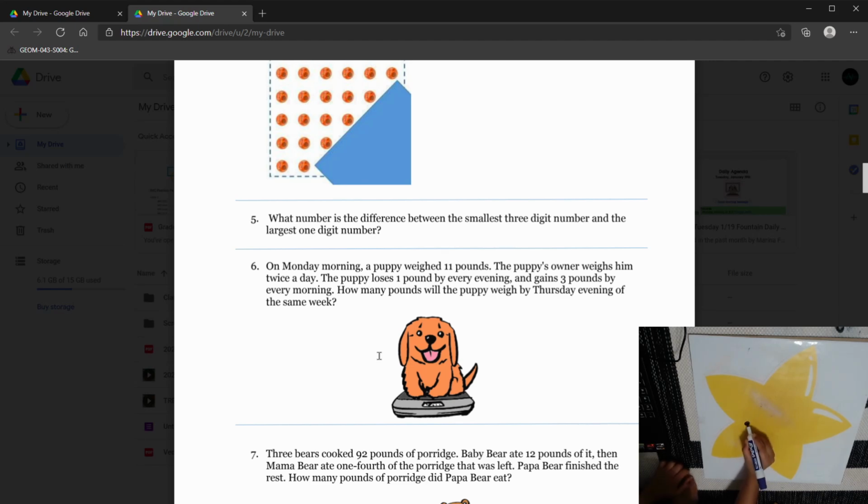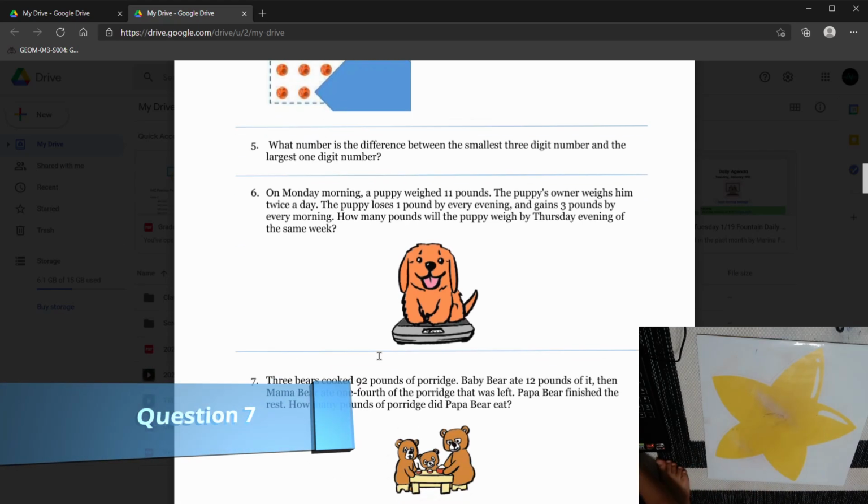Okay, so on Monday morning he weighed 11, and then he gains 3 pounds, and then he loses 1 pound every evening, so that's 10. And then we have Tuesday, and then we get 13, which is plus 3, minus 1, 12. And then we have Wednesday, which is 15, and then minus 1, which is 14. And then Thursday, plus 3, which is 17, minus 1, which is 16. So 16 would be our answer. Okay, moving on to number 7.